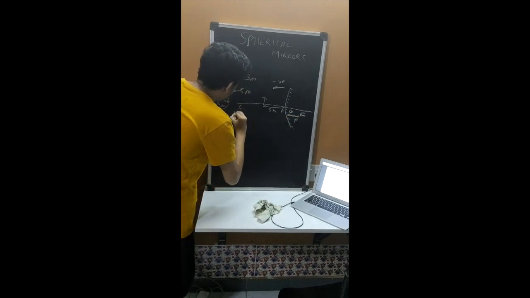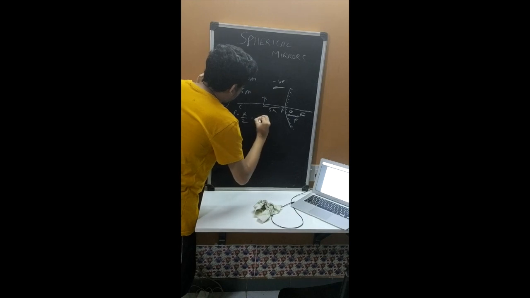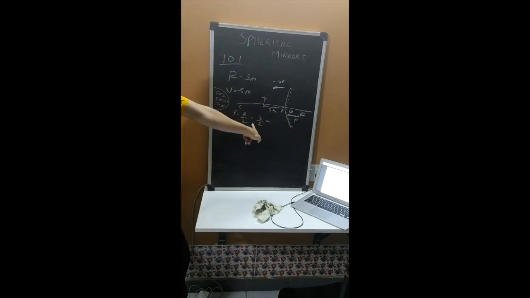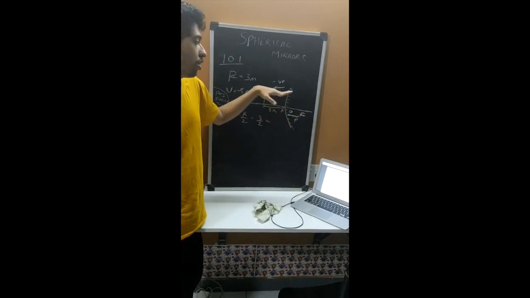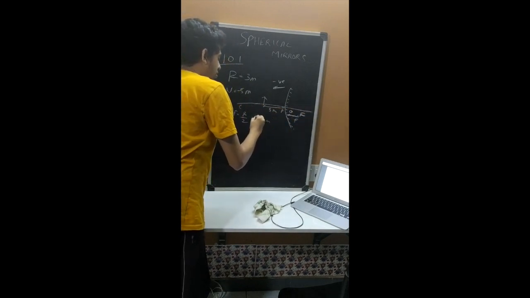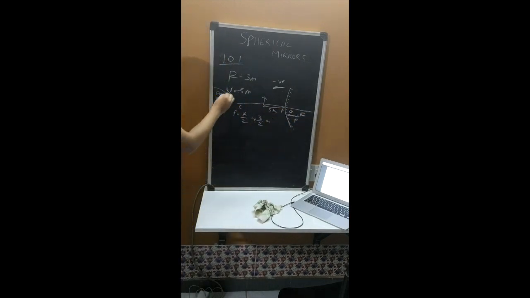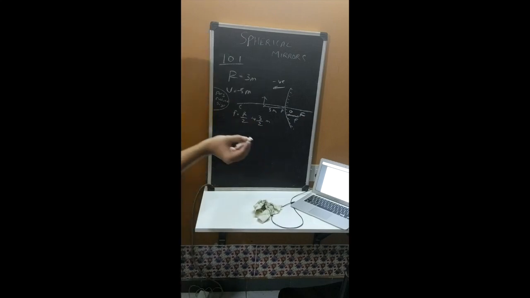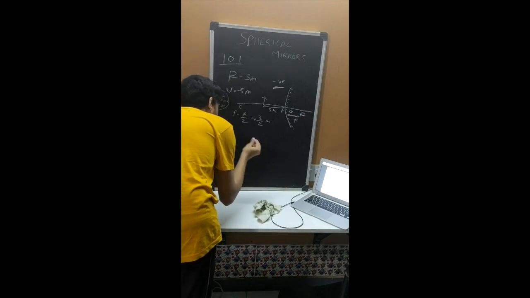Focal length we know is radius of curvature by 2, which is equal to 3 by 2 meter. Correct? And is it positive or negative? Focus is this side, 0 is here. Focus is this side, so it is positive. U is negative. Okay. Then let us use the mirror formula to get V, that is the position of the image.